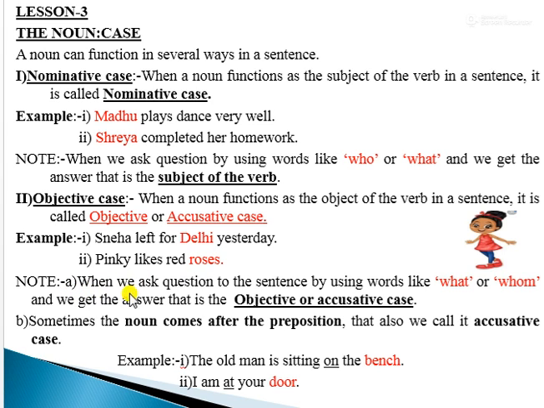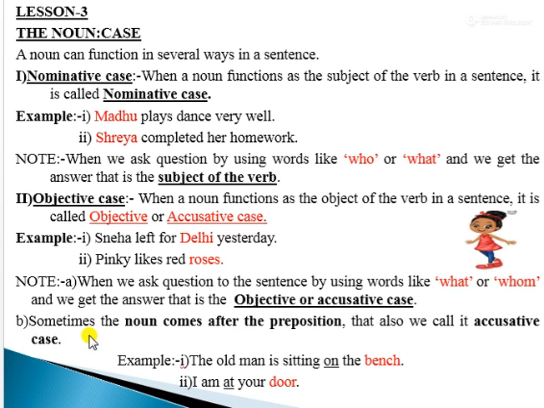Keynote: when we ask a question to the sentence by using words like what or whom and we get the answer, that is the objective or accusative case.